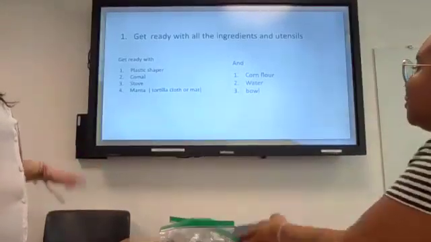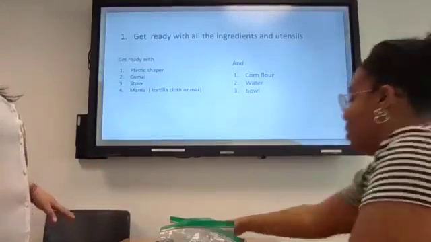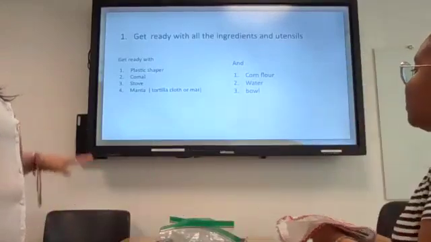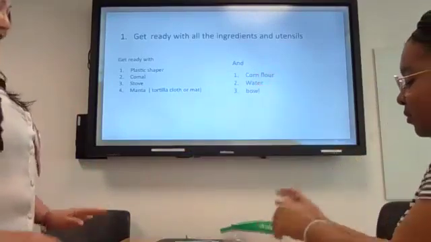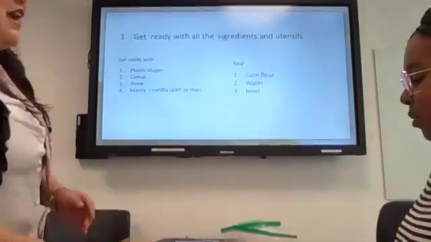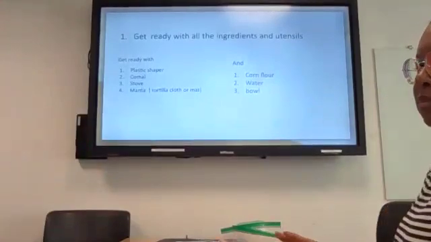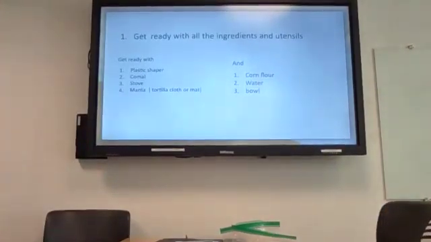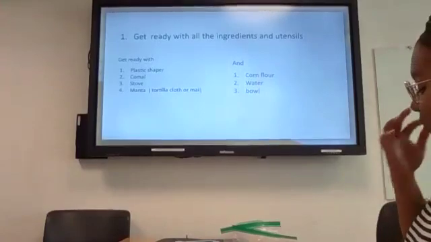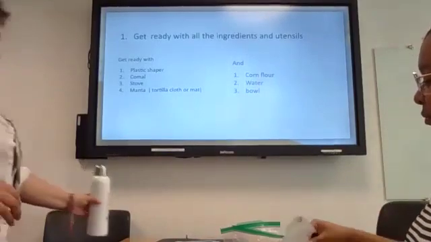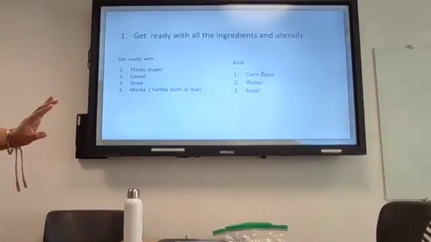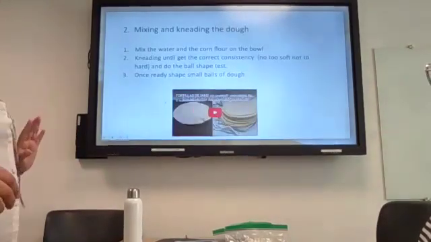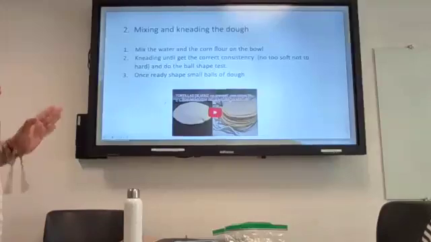Do we have the manta? And then we have a manta. Do we have the corn flour? We have it here. We have the bowls, and I have the water here. So I'm just going to get it close to us. So we are good with step number one, right? Perfect. Let's go with step number two, mixing and kneading.